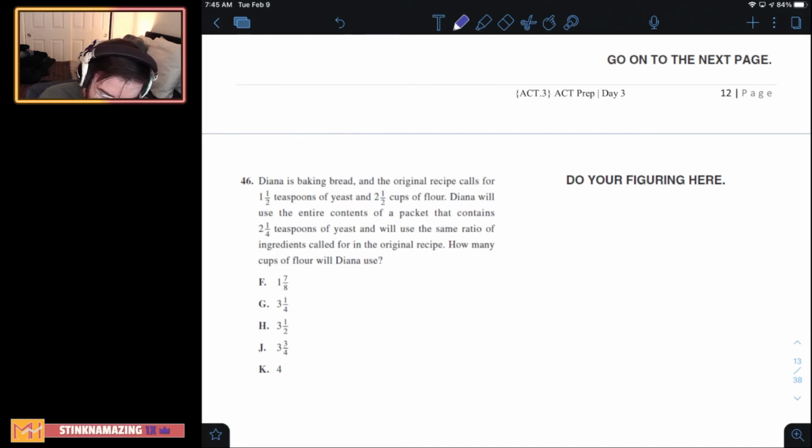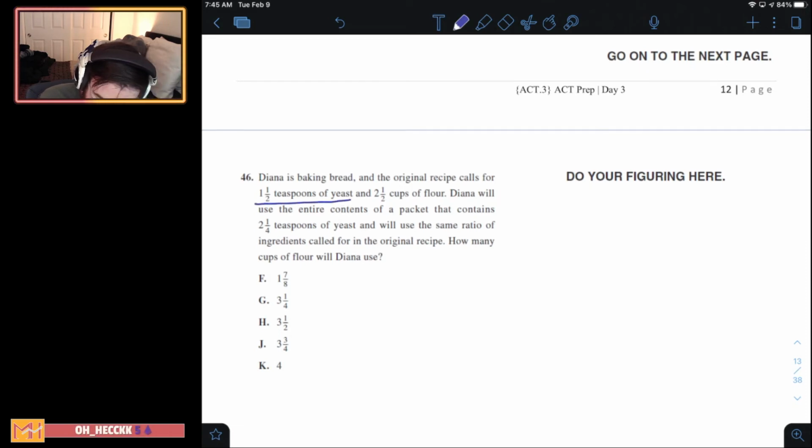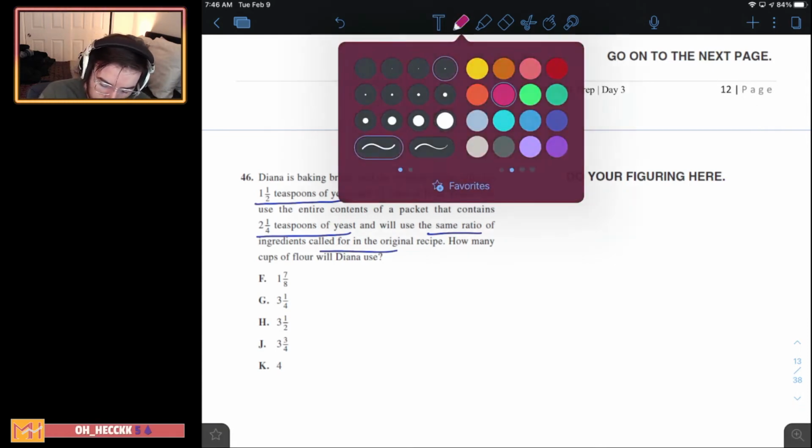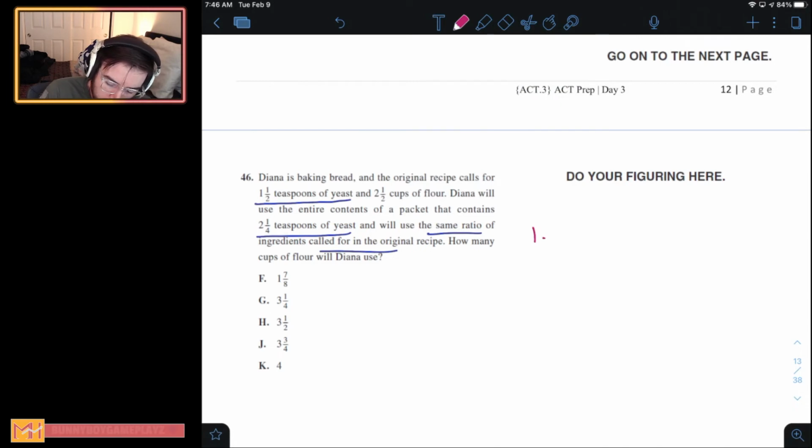So she's using, let's review that. It calls for 1½ teaspoons of yeast and she's using 2¼ teaspoons of yeast. So did she double the recipe? Did she triple the recipe? That's what we're essentially looking for here. Because if she's following the recipe, using the same ratio, what did she do? Did she double it? Did she triple it?